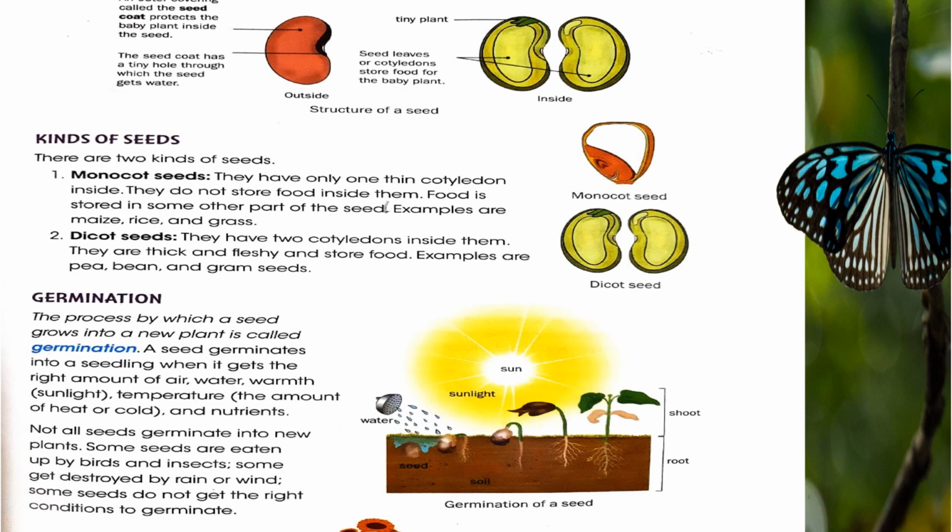Not all seeds germinate into new plants. Some seeds are eaten up by birds and insects. Some get destroyed by rain or wind. Some seeds do not get the right conditions to germinate.